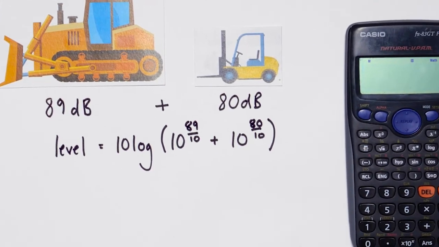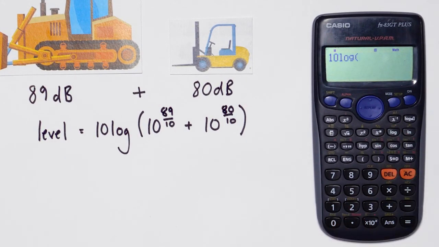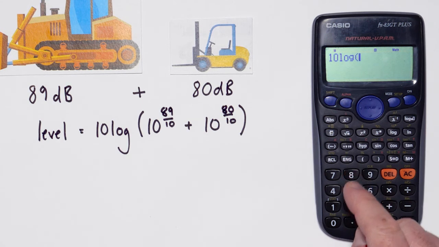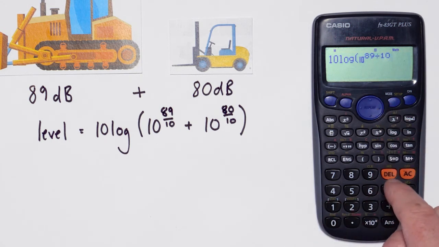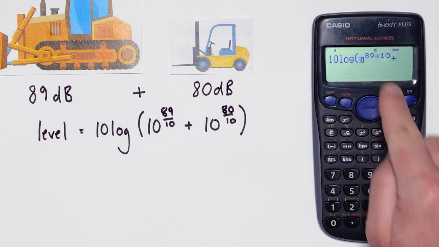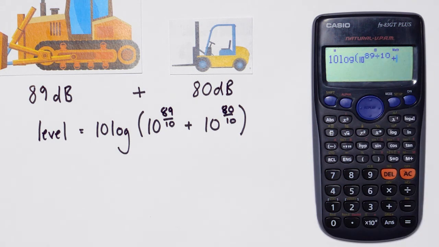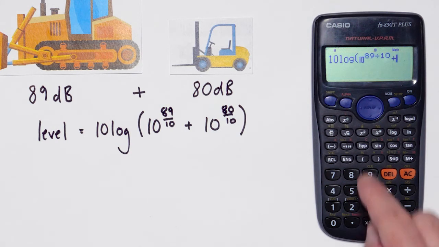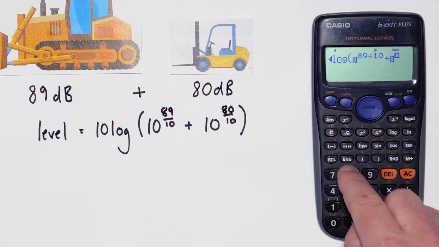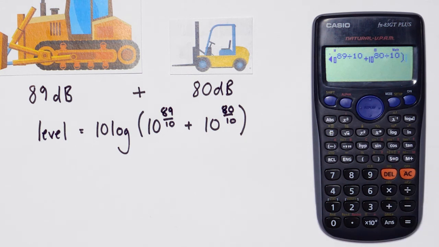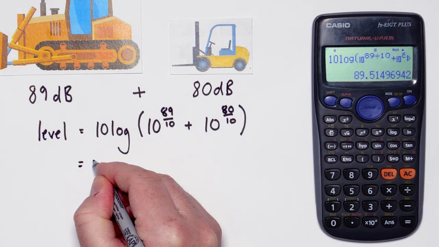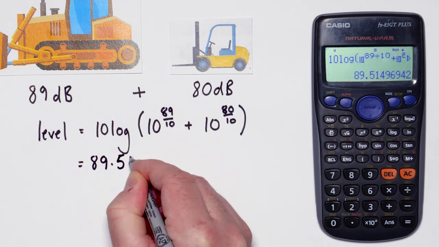So this on the calculator would look like this. You do 10 log, that's the part which is converting your answer back into the logarithmic scale. And then you put in the sound level of the digger, 89. So that part of the calculation here is taking the 89, converting it out of the logarithmic scale, and that is going to be added to the 80 of the forklift taken out of the logarithmic scale. And when you press equals, you get 89.51 decibels.